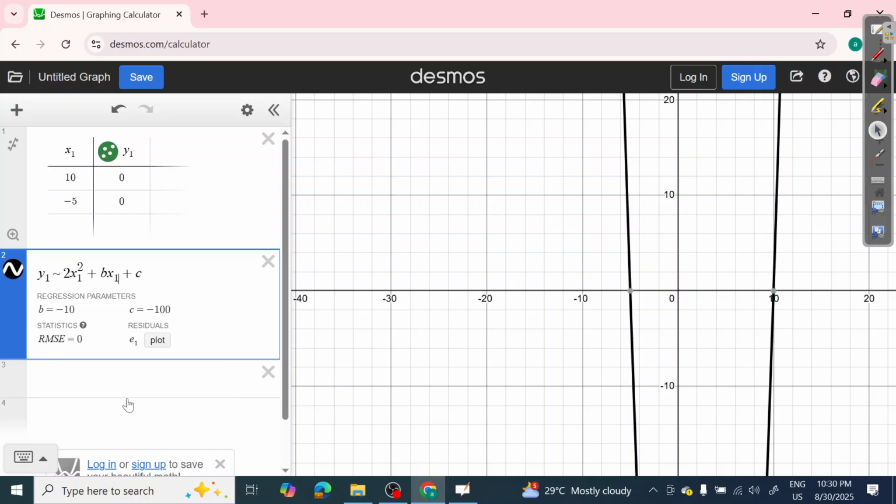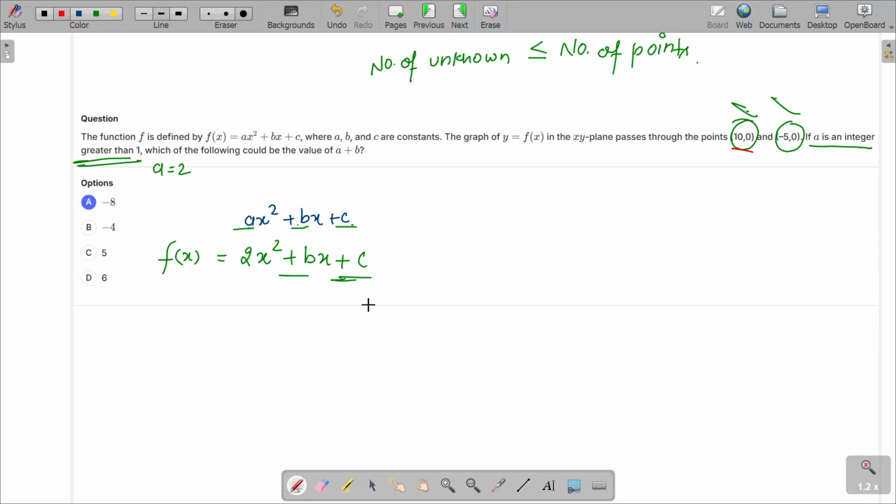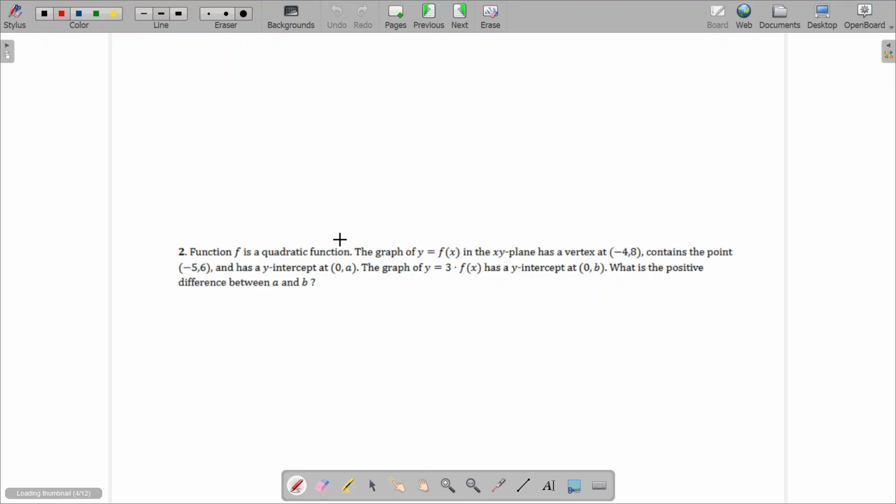I got the value of b. I don't actually want the value of c. I'll only focus on the value of b. B is negative 10, a is 2. What do I have to do? It's a plus b? Yes. So a plus b is what? Negative 8. Makes sense?